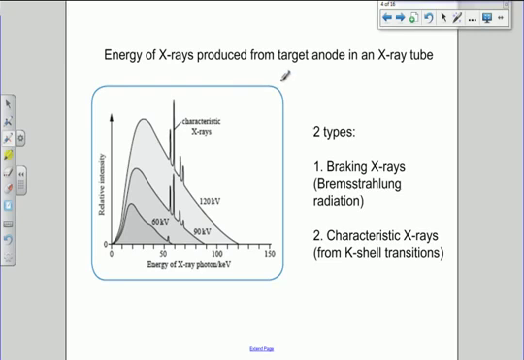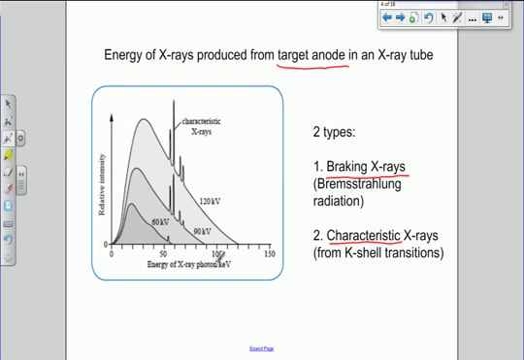Alright, so the electrons in the X-ray tube are accelerated by a large potential difference, and they hit a target anode, which is made normally of tungsten. Now there are two mechanisms going on inside the target anode, inside the atomic structure of that metal, and these produce X-rays of two different types. The first type are called breaking X-rays, sometimes known as Bremsstrahlung radiation. The second type are called characteristic X-rays, and we're going to have a look at each of these in turn and find out what the origin of these two is and what the mechanism is.